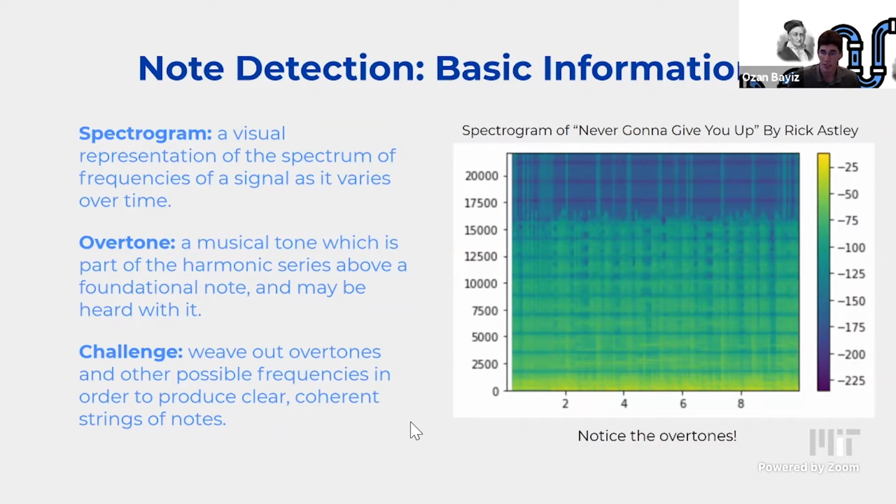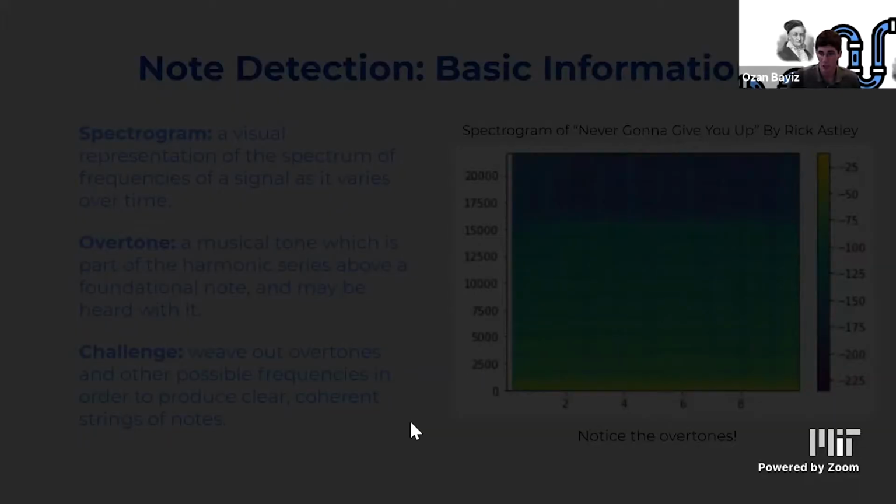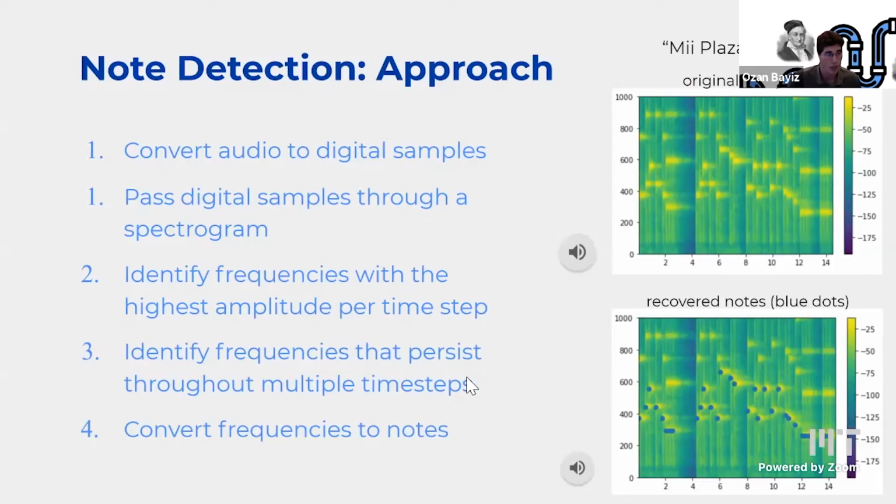In computer-generated music, this is less of a problem, so I implemented the procedure as I normally would. First, I converted the audio to digital samples. Then I passed my digital samples through a spectrogram. Then I identified the frequencies with the highest amplitude per time step. Following this, I identified frequencies that persisted throughout multiple time steps. And finally, I converted these frequencies and timestamps into a note object that I had predefined.